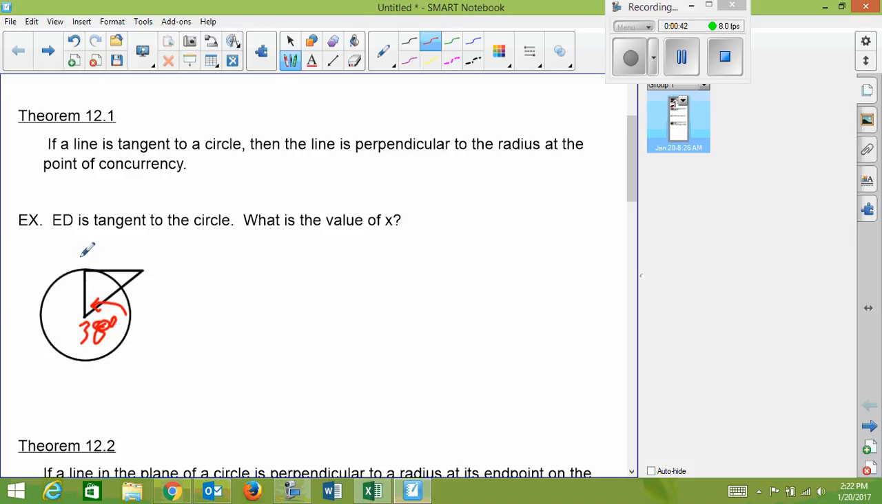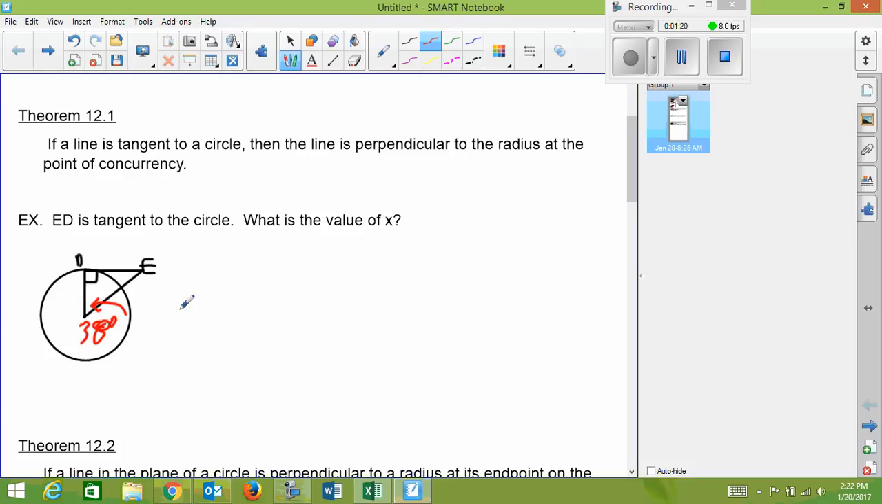It says that ED, which is this top line right here, is tangent to the circle. It intersects the circle at exactly one point, right here. That theorem says that if that line is tangent, then it is perpendicular to the radius at that point. So therefore, you can draw your little right triangle here. And I've already shown you that 38 is right here. And because the theorem says that it is perpendicular, we know that's a right angle right there.